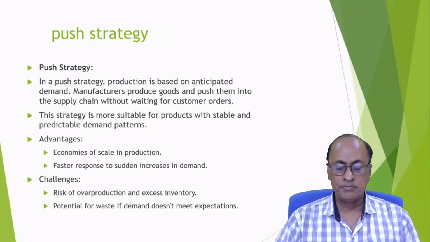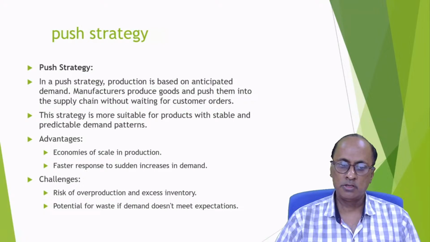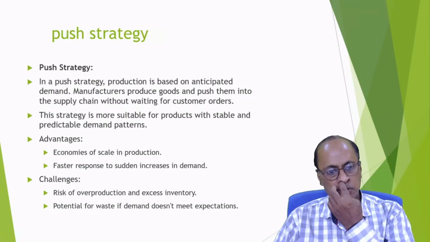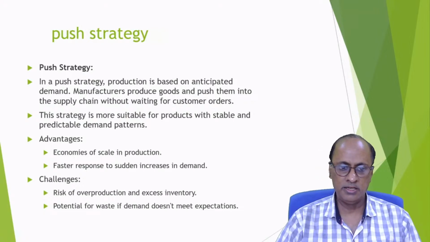So again, I'm saying this is push strategy. In push strategy, the production is based on anticipated demand, and manufacturers produce goods and push them into the supply chain without waiting for customer orders. Now, why do companies go for push strategy? The basic reason is economies of scale. Economies of scale are achieved in production. If you produce in bulk quantity, we get certain advantages. Our average cost of production declines.